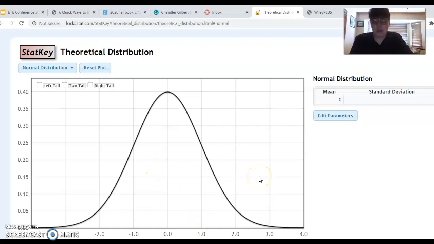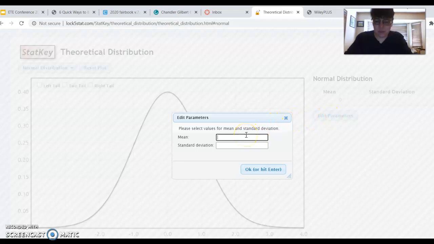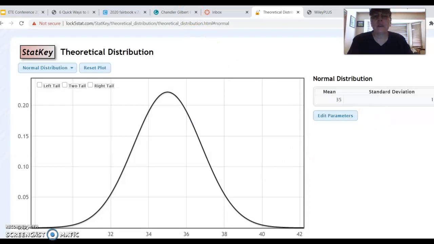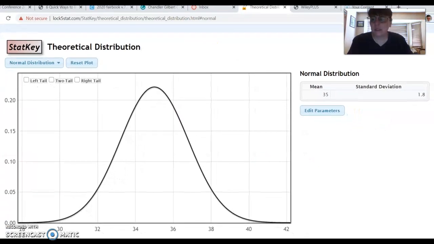Okay, now this is the standard normal. It's centered at 0 and it has a standard deviation here of 1, which is where it stops being concave down and starts going concave up. But we edit the parameters and we put in the mean as 35, standard deviation of 1.8. I'm going to slide this over just a little bit so you can see that the mean is 35, standard deviation is 1.8.